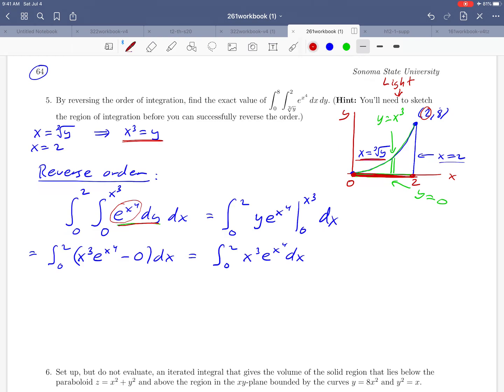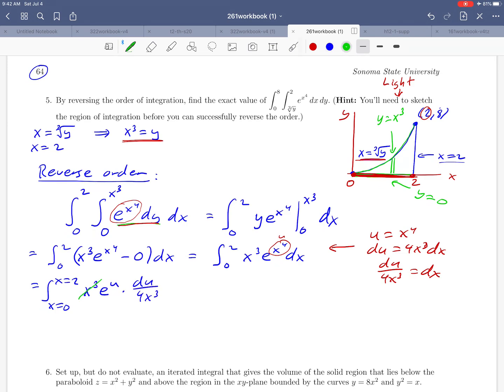You might recognize this from either Calculus 1 or Calculus 2 as a u substitution type of integral. We can let u be x to the fourth, this part here, and that means that du is 4x cubed dx, and if we solve for dx, we're going to get du over 4x cubed equals dx. So if we go back and substitute all of that in, we're going from x equals 0 to x equals 2, x cubed e to the u, and dx becomes du over 4x cubed.